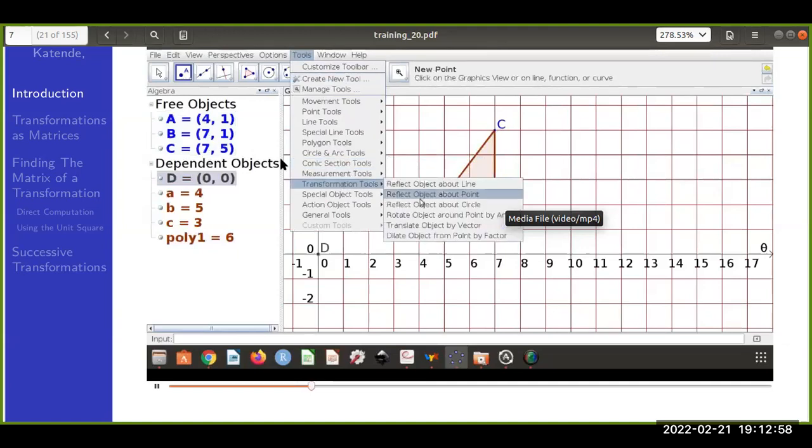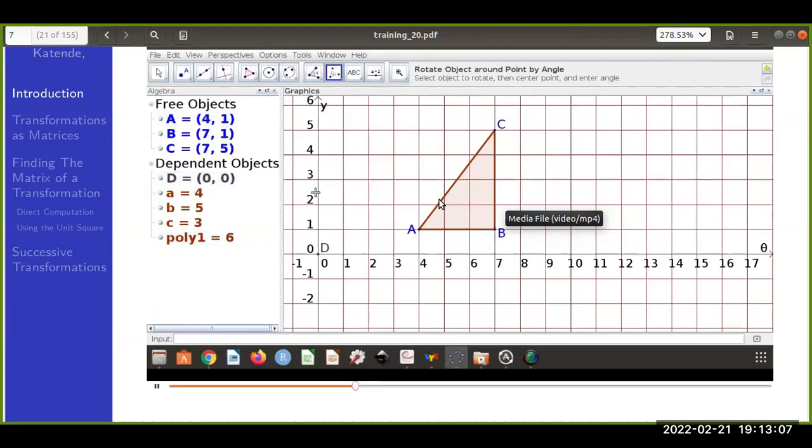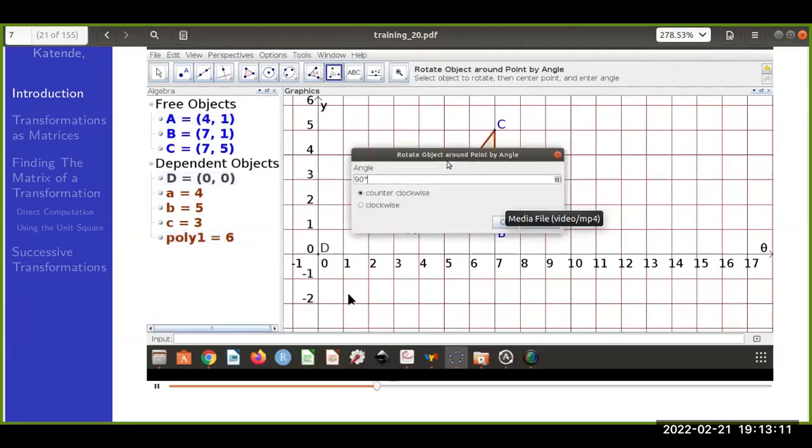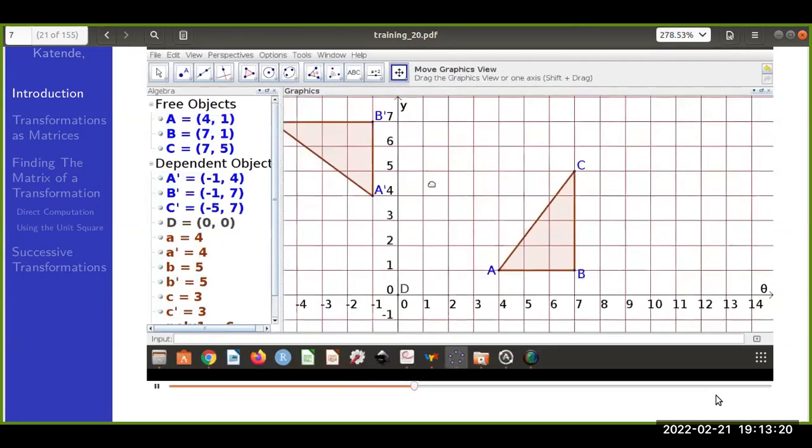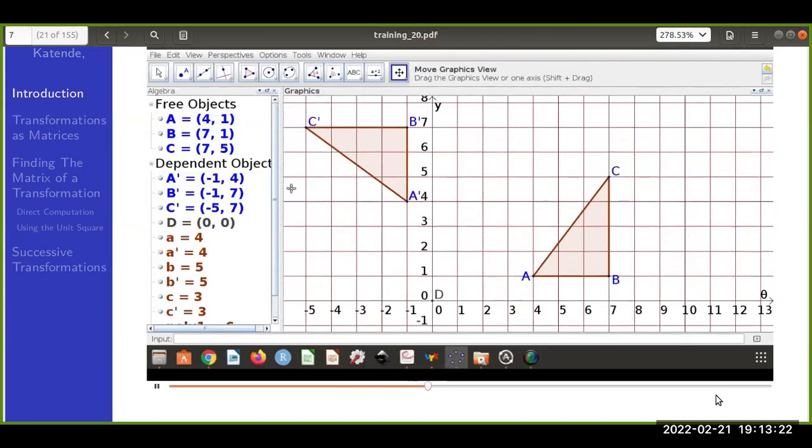So now we need to transform it. So we set up the center of rotation here. It's this point D, the origin. Now to rotate it, you select the object that you want to rotate, select the center of rotation and determine the angle of rotation. And then you press and you have your image. It's that simple. So that's the rotation.